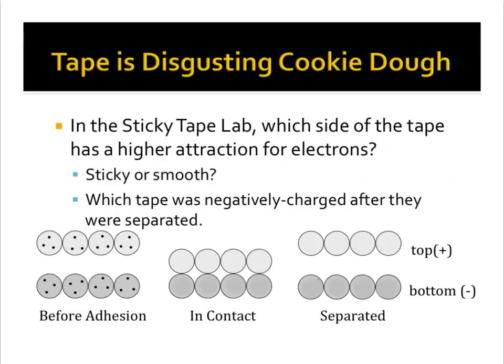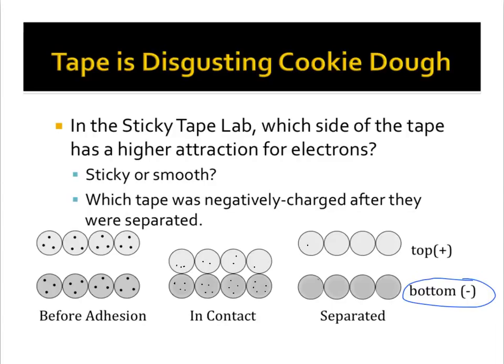All right, how does this relate to our tape? Well, in the sticky tape lab, which side of the tape has a higher attraction to the electrons, the sticky side or the smooth side? The one that was negative liked the electrons, so it grabbed them. So we see that when they were combined, some of the top tape's electrons jump down into the bottom tape.